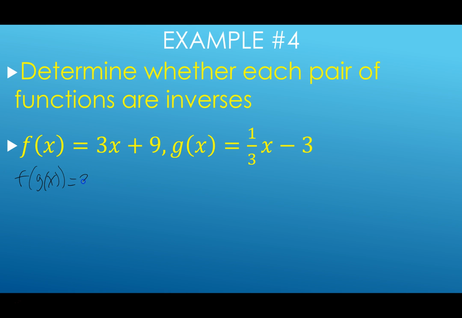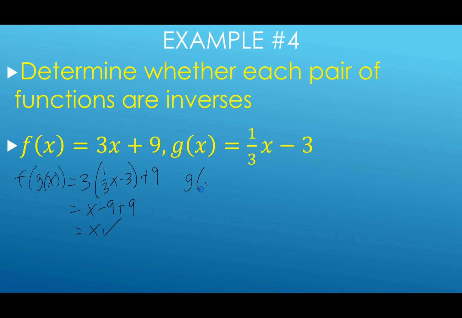So we would do 3 times 1/3 x minus 3 plus 9. Well, when we distribute the 3, we get x minus 9 plus 9, and that equals x. Typically, once you get one of them to work, the other one is probably going to work as well, but you should always still go through the same process anyway.